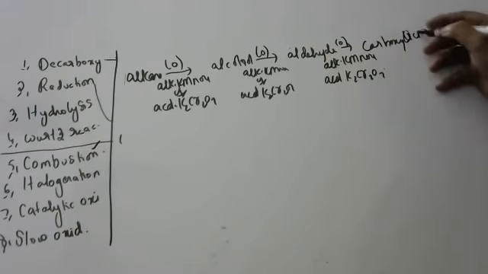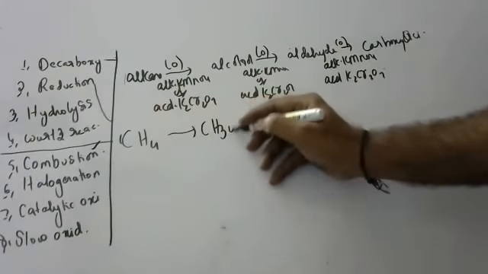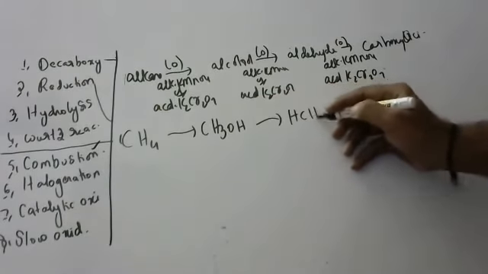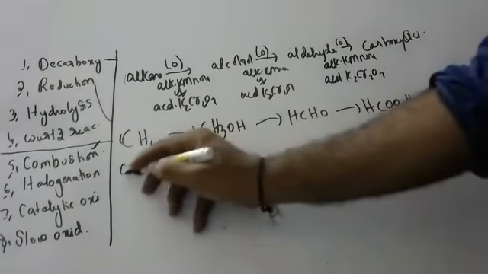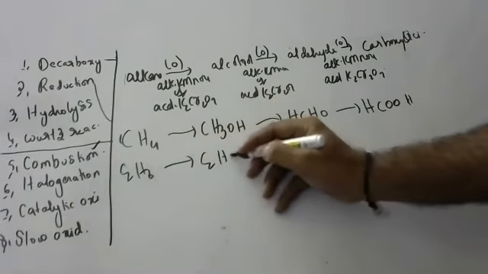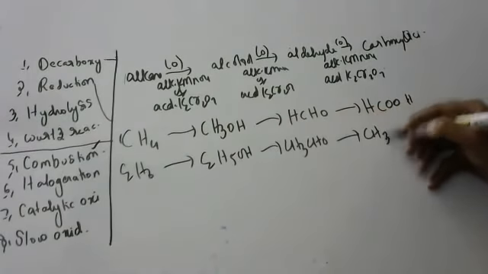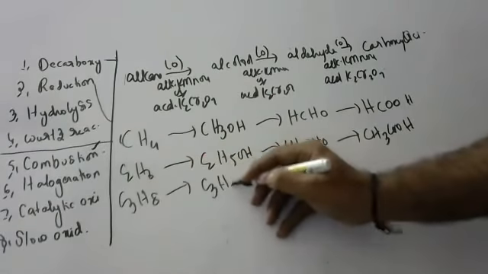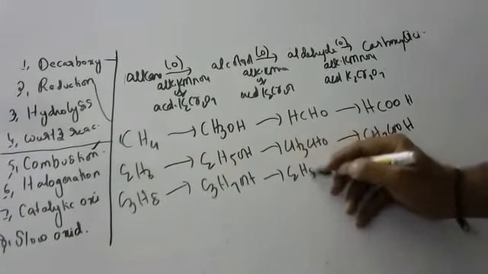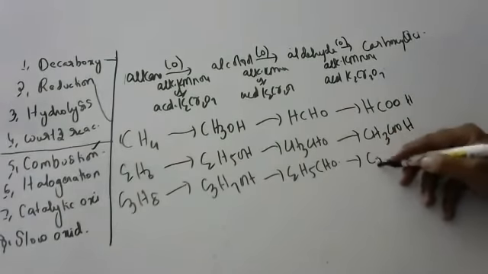Okay, same as what we did, but this is continuous. If you take methane, you will get methanol, then methanal, then methanoic acid. This you should write up and down, children, compulsory. If you take ethane, you will get ethanol, ethanal, ethanoic acid. If you take propane, you'll get propanol, propanal, propanoic acid. Just add CH2, children. To this, if you add CH2, you get this.